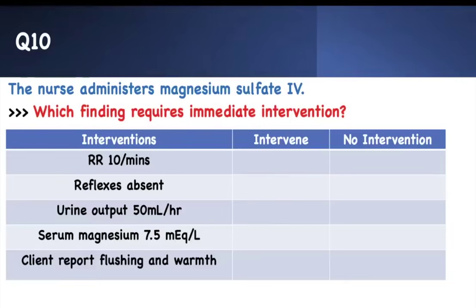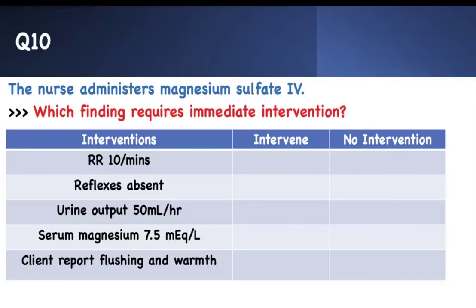You got it. Respiratory rate of 10. Reflexes are absent. Urine output is 50. Serum magnesium is 7.4. Patient is reporting flushing and warmth. If I give you magnesium, it means I'm increasing your magnesium.